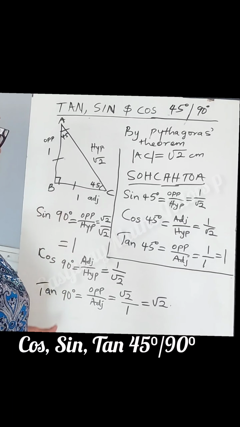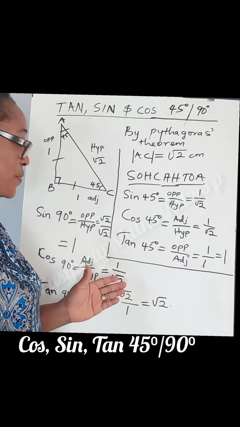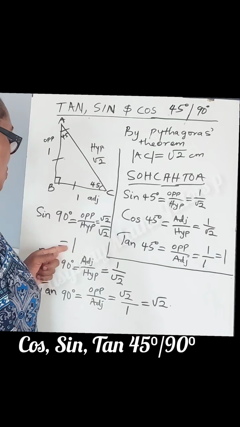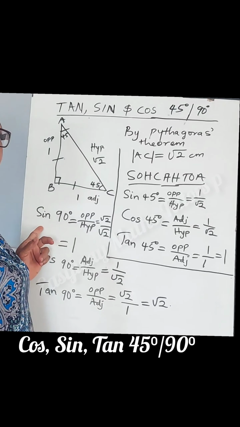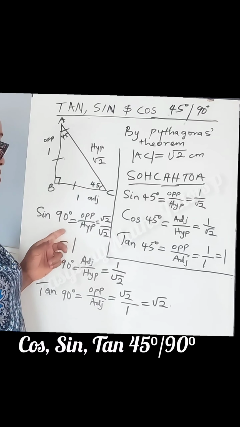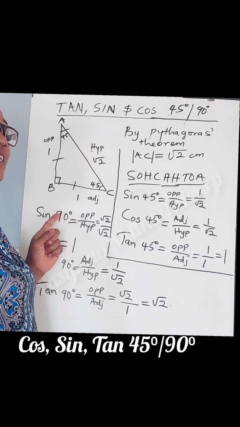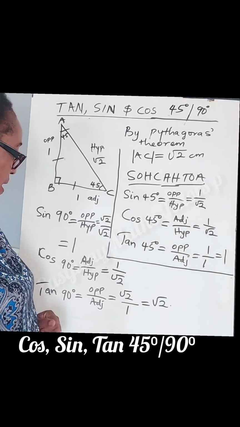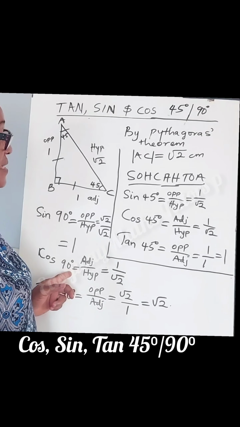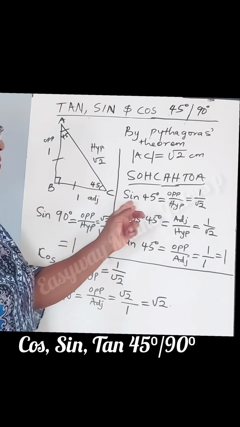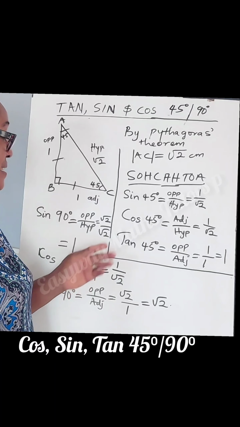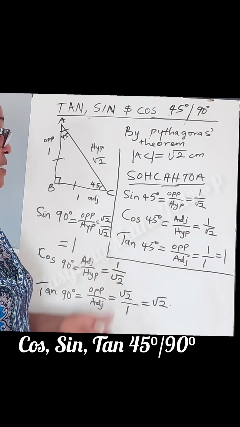You need all of them offhand, and when you look at them very well, you see that some are equal. Tan 45 degrees is equal to 1, which is equal to sine 90 degrees. Sine 90 degrees too is equal to 1. Sine 90 degrees and tan 45 degrees, they are the same thing. Cos 90 degrees and sine 45 degrees, they are the same thing. Cos 90 is the same thing as sine 45, is the same thing as cos 45.